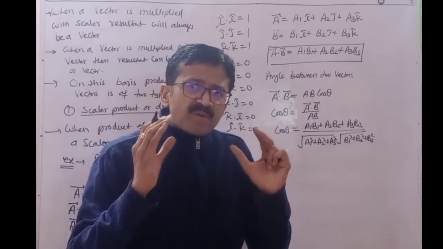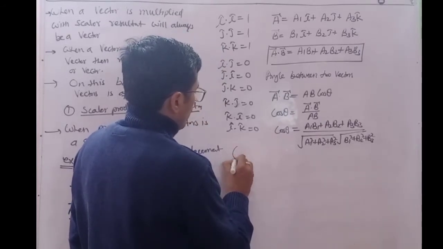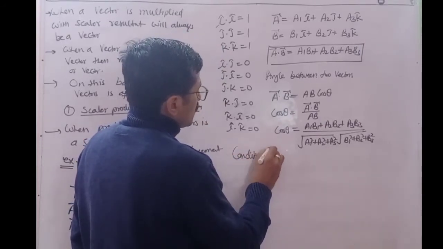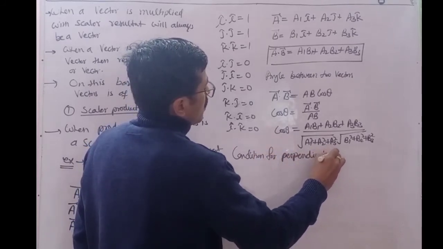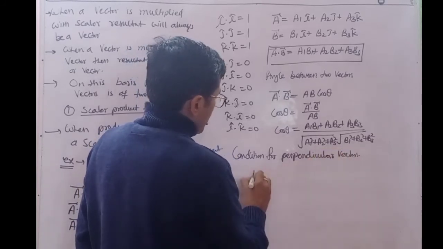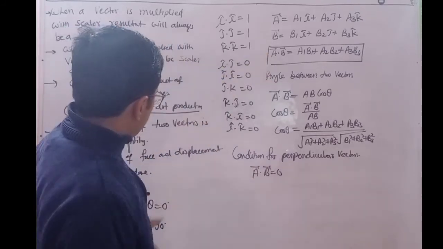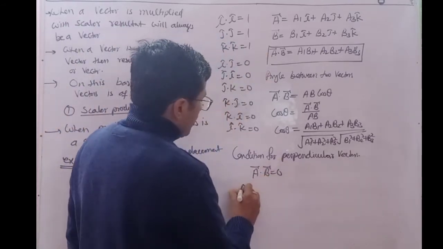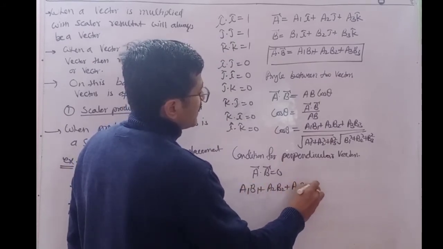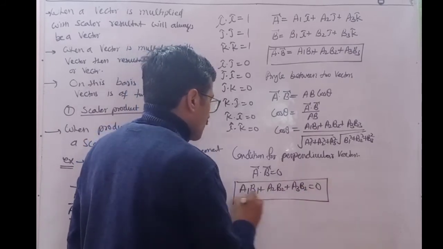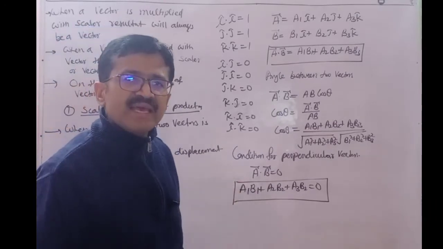There is a condition required for perpendicular vectors. The condition for perpendicular vectors is that A dot B is equal to 0. Then A1 B1 plus A2 B2 plus A3 B3 is equal to 0. This is the condition of perpendicular vectors. It shows that two vectors are mutually perpendicular.